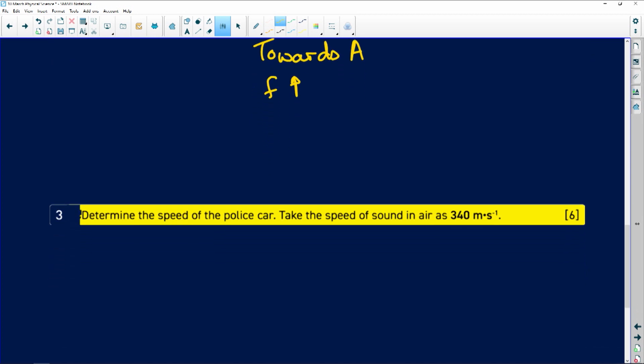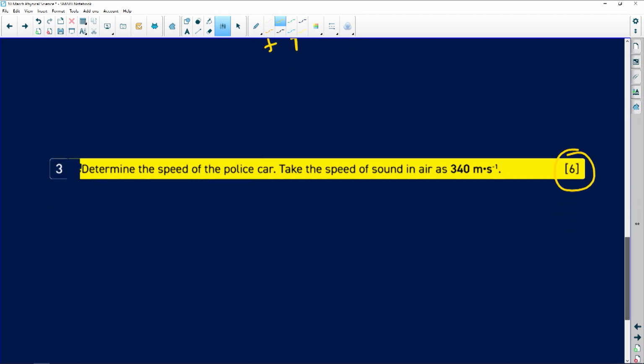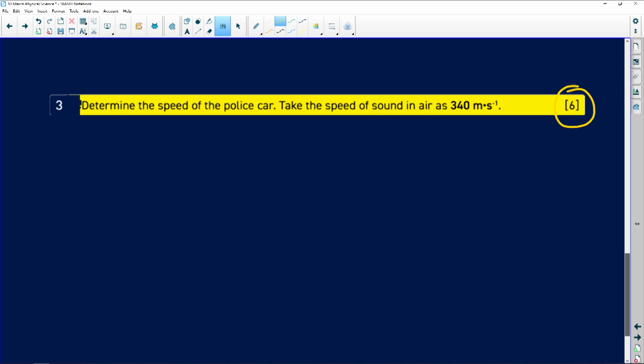Right, determine the speed of the police car and take the speed of sound in air as 340 meters per second, 6 marks. So that is going to be my level 3, level 4 question, because we're going to be working with simultaneous equations. When we are working with a situation like this, you take observer A and substitute all the values into the Doppler equation. You do it for A, you do it for B, and then we're going to have a look at what we've got.